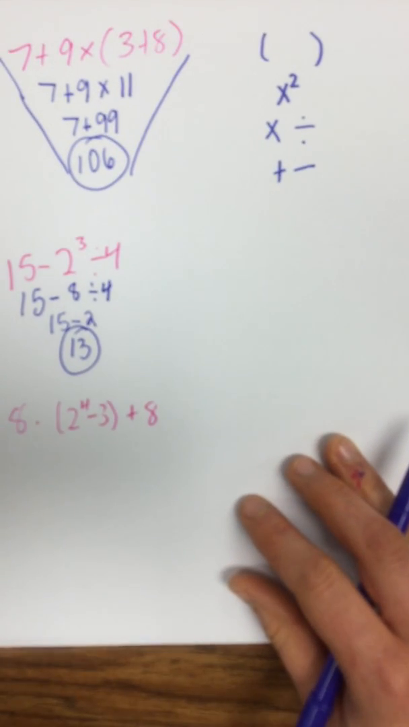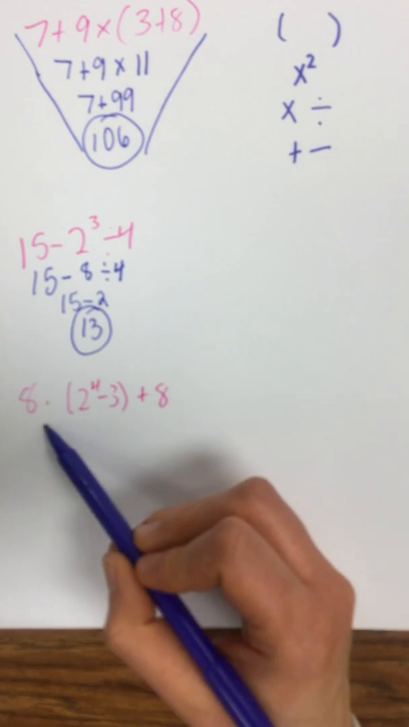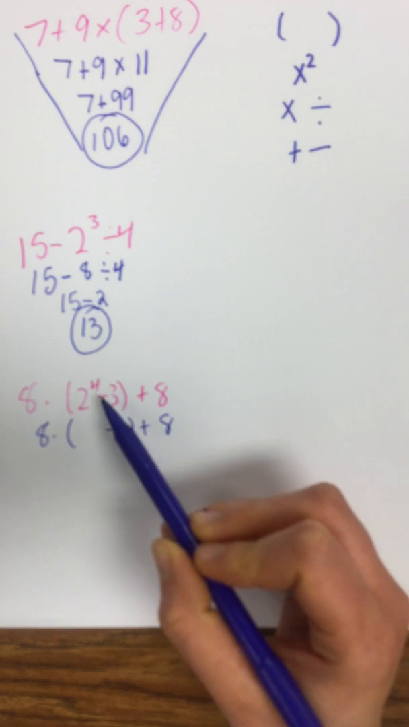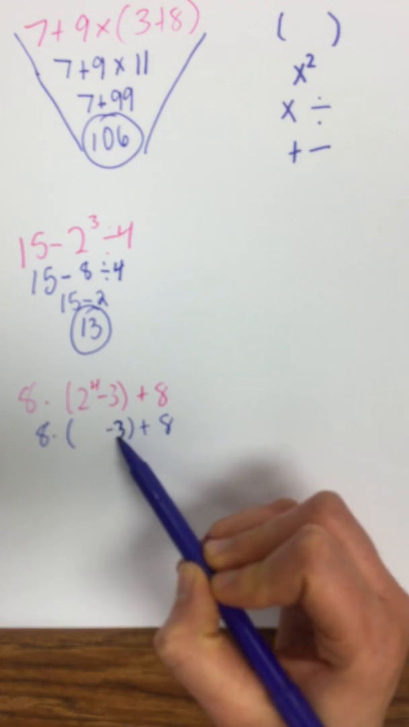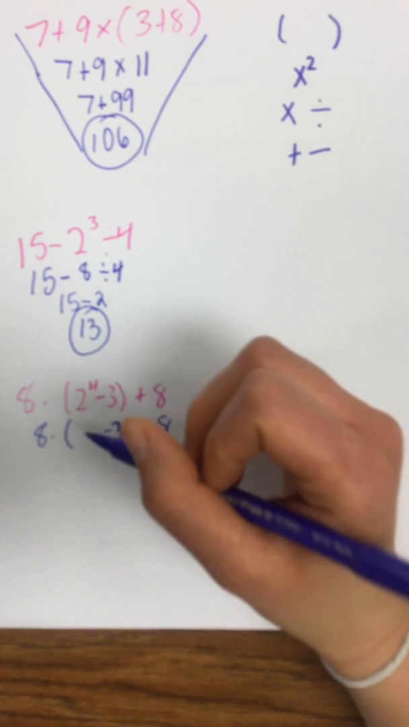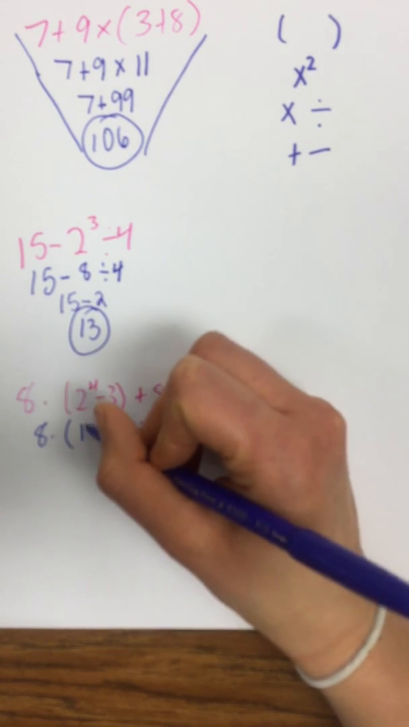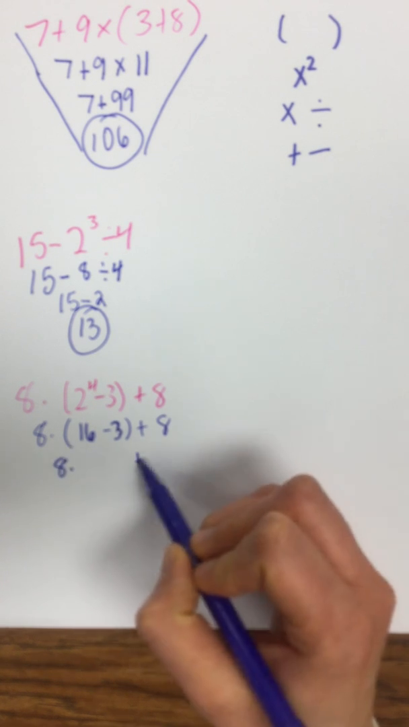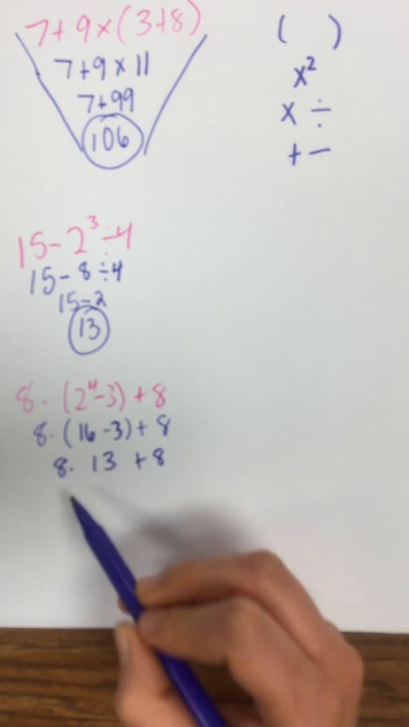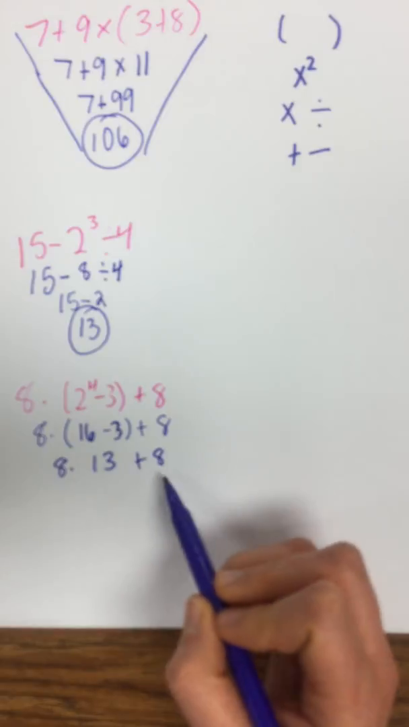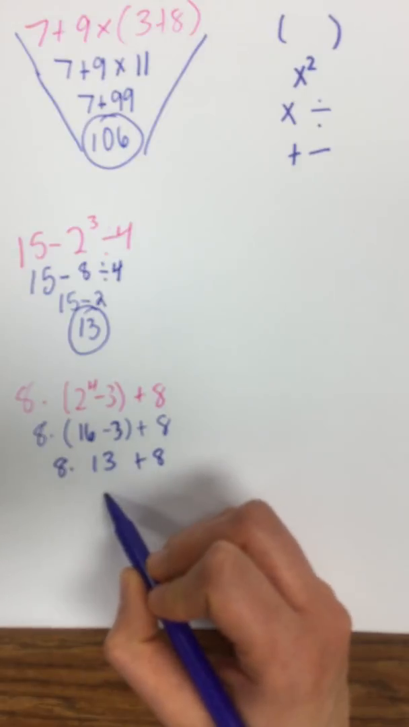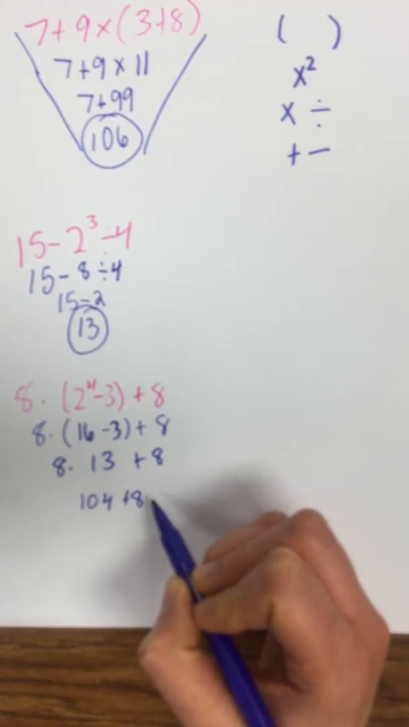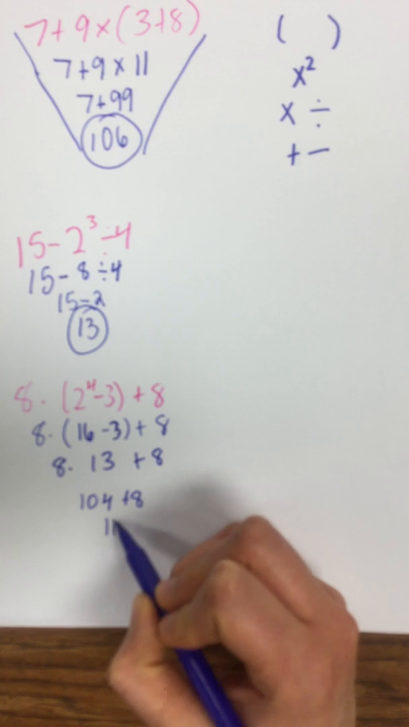Okay, finally our last one. We have a parentheses, 8 times, and within that parentheses, I'm going to solve the 2 to the 4th power because that's my exponent first. 2 to the 4th power, 2 times 2 times 2 times 2 is 16. We write that 8 times 16 minus 3 is 13, times 8 times 13 plus 8. I do 8 times 13, which is 104. Carry down my 8 again, and 104 plus 8 is 112.